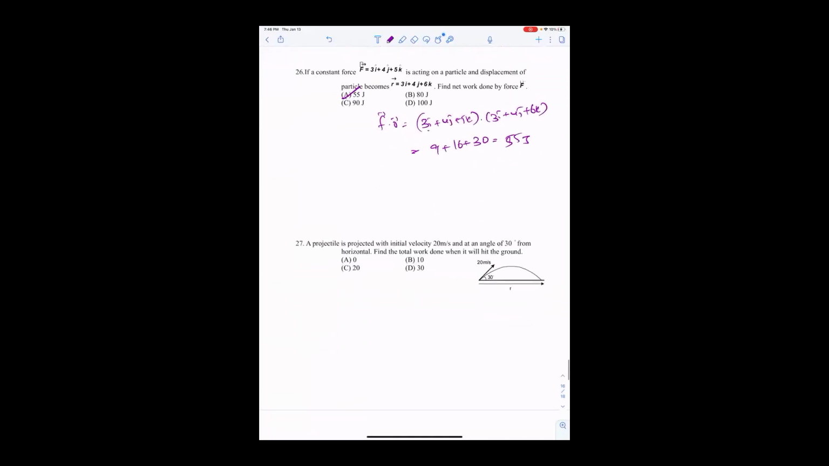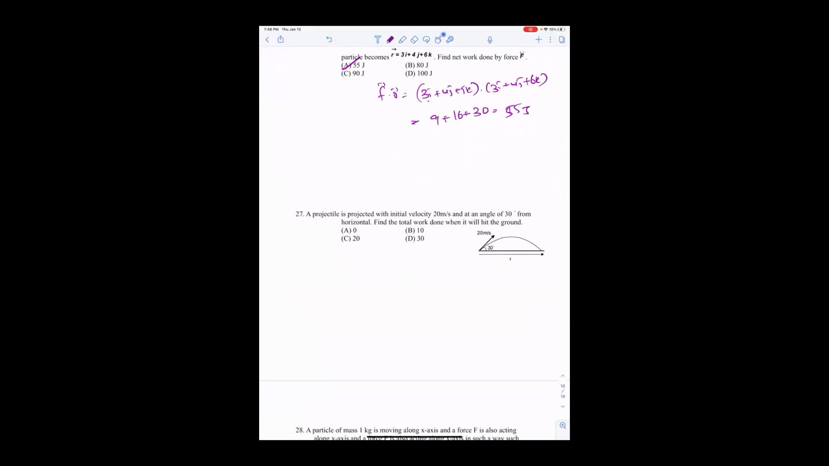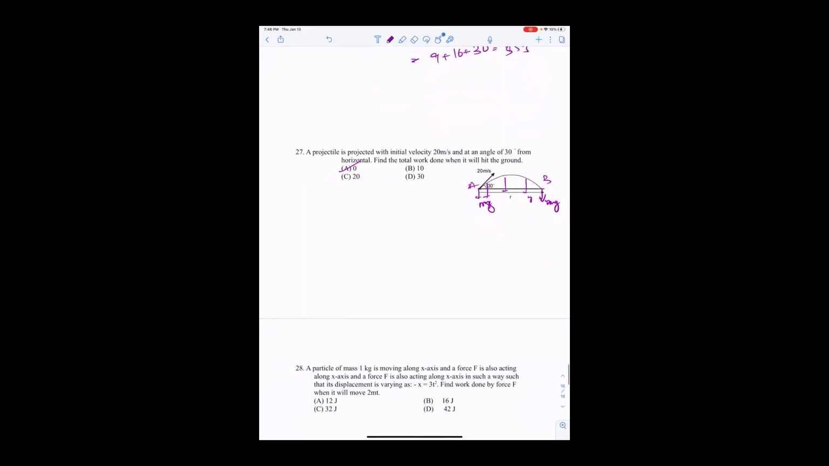A projectile is projected with initial velocity 20 meters per second at an angle of 30 degrees from the horizontal. Find the total work done when it hits the ground. So mg is always downwards, and the net displacement from start to end is how much, guys? 0. So net work done is 0.